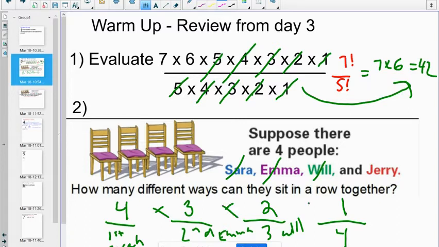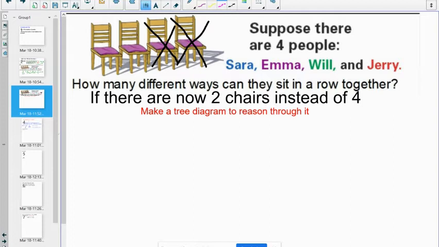So we're going to take 4 times 3 times 2 times 1, which is the same thing as 4 factorial, which is the same thing as 24. Again, if you want to pause that, rewind it, feel free to do so, but we're going to keep moving forward.